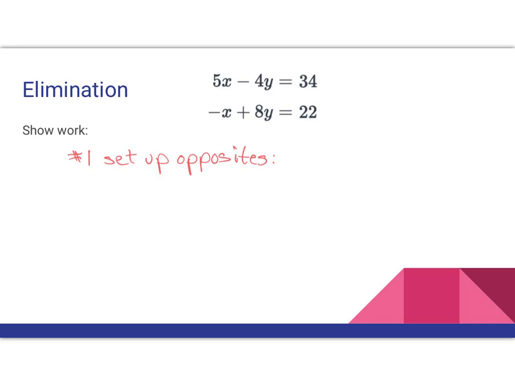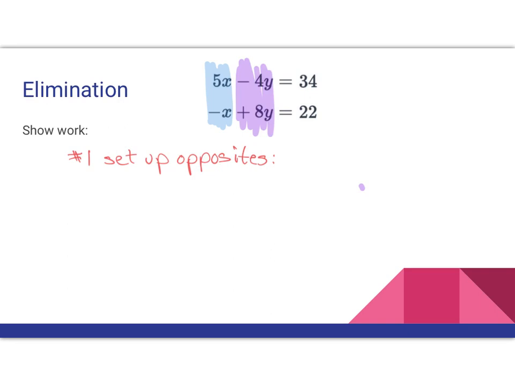I take a look: do I have any opposites? I've got a 5x and a negative 1x. I have a negative 4y and an 8y. The nice part is I have opposite signs on both the y's and the x's. So I could approach it by getting these two to look like opposites, or I could approach it by getting these two to look like opposites.